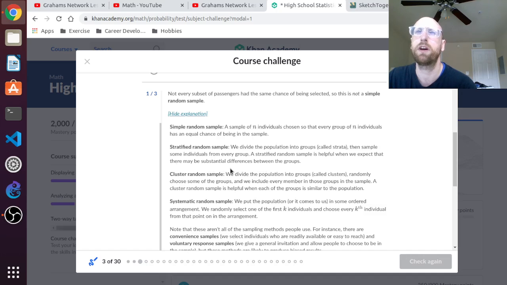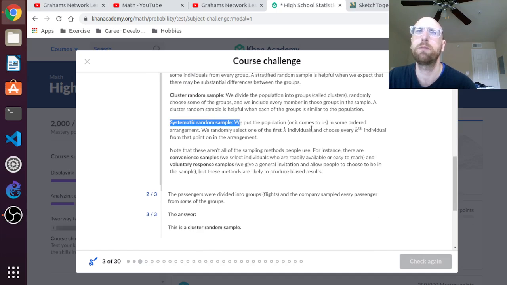Cluster random sample: we divide the population into groups called clusters, randomly choose some of the groups, and we include every member in those groups in the sample. A cluster random sample is helpful when each of the groups is similar to the population.